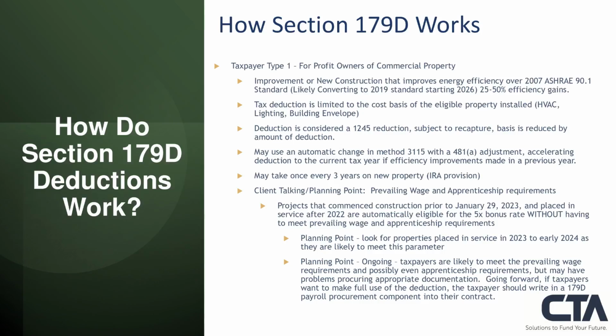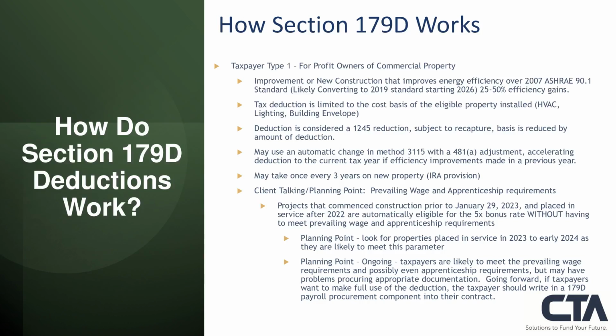It doesn't matter how long ago that property was installed, just as long as it meets these energy efficiency parameters and you own the property, because you can use an automatic change in method just like you can with a cost segregation study. And you can accelerate that deduction into the current year and take it against your current year tax liability, right? With this 481(a) adjustment. That's the cool part about automatic change provisions, right?